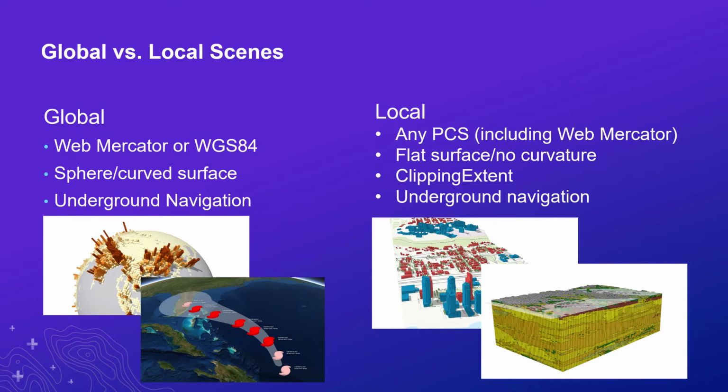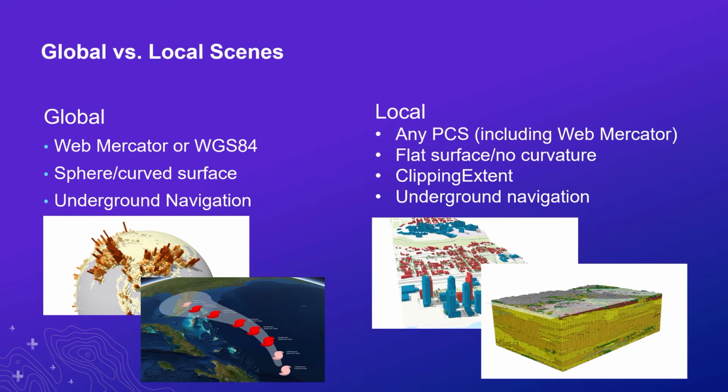I kind of talked about global and local very briefly in previous slides, and I find this slide's a great example to help you decide what kind of scene you want to build. Global supports WebMercator or WGS84 tiled or cached layers. So that's like scene layers, elevation layers, and tile layers. And it's coming across in the sphere, a curved surface, and it supports underground navigation now as well.